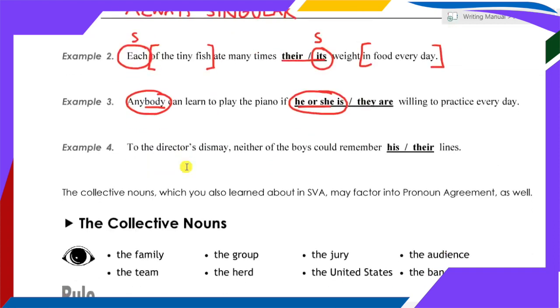In example 4, we start off the sentence with a prepositional phrase. We'll bracket that. We have another prepositional phrase here. So the sentence boils down to neither could remember his/their lines. Well, remember, neither is an enob, and we need a singular pronoun because the enob is singular. So this should be neither of the boys could remember his lines.